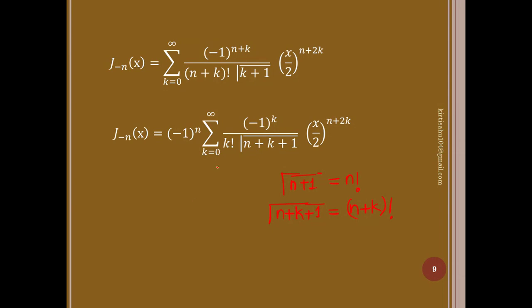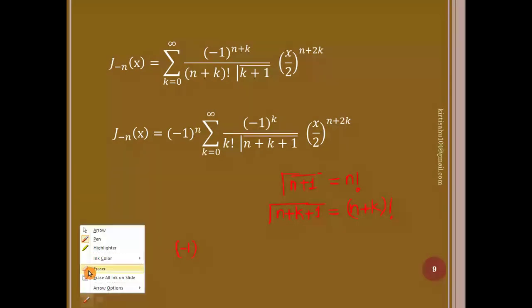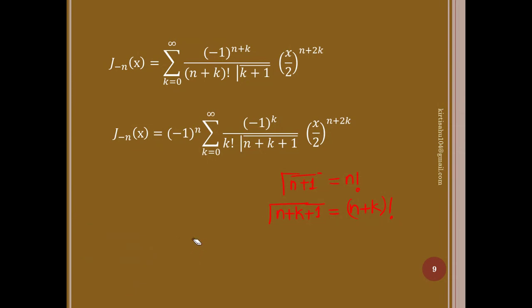So if I compare this with the definition of the Bessel function, what do we have? Jn of x is equal to summation r equal to 0 to infinity, minus 1 to the power r upon r factorial gamma of n plus r plus 1, into x by 2 raised to power n plus 2r.